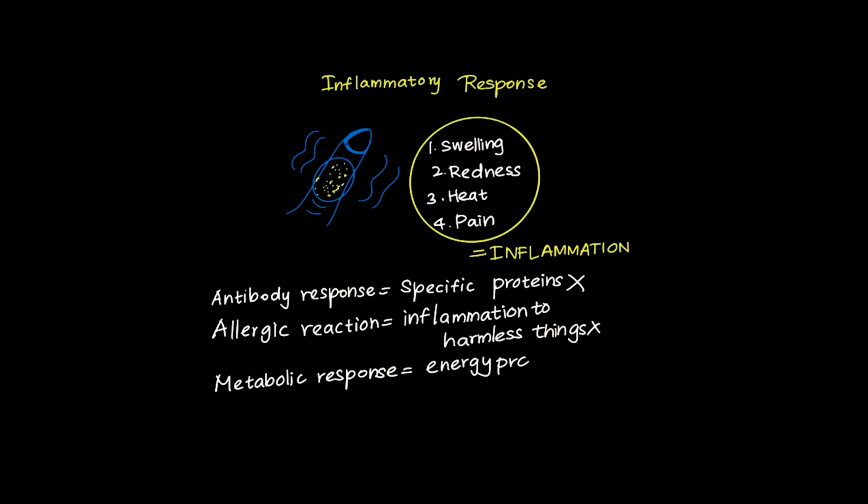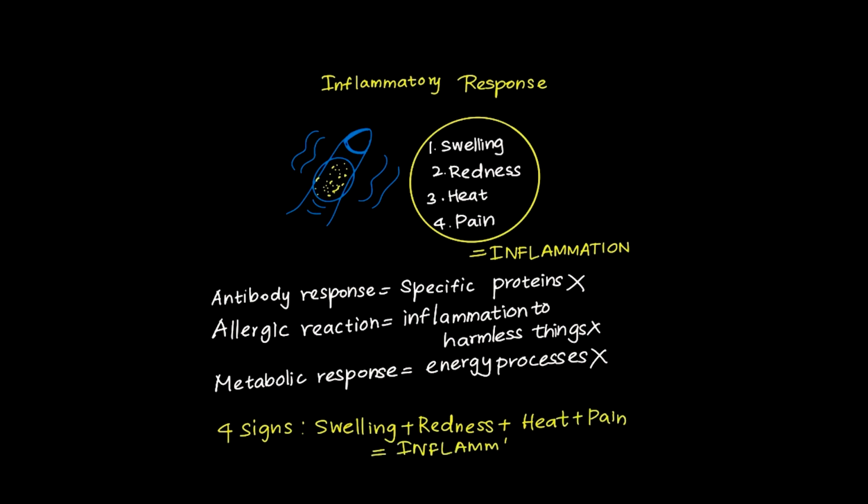Here's a WGU C458 OA exam tip for you. Swelling, redness, heat and pain together signal inflammation. Quick recall hook. Inflammation equals the 4 signs: swelling, redness, heat, pain.